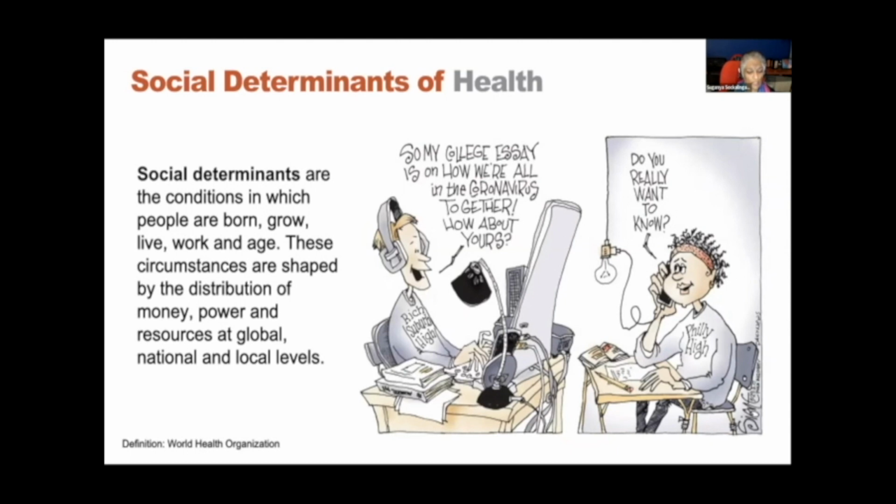Social determinants is another way to look at it, and it really encompasses more the environmental, social, and other contexts that surround us as both individuals and as communities. So it's the conditions in which we are born, we grow, we live, we work, we age. They shape the way money is distributed, how power is distributed, who gets the resources at the local, the national, or the global level. And so that is something that we need to pay attention to.